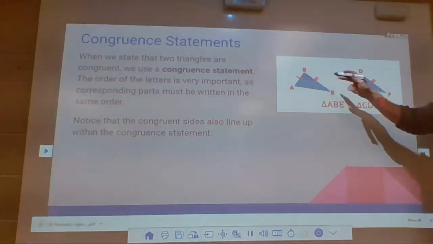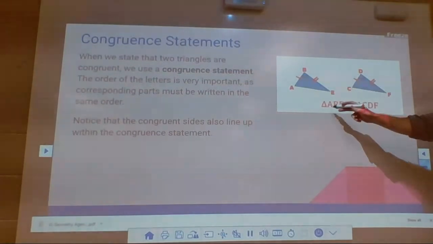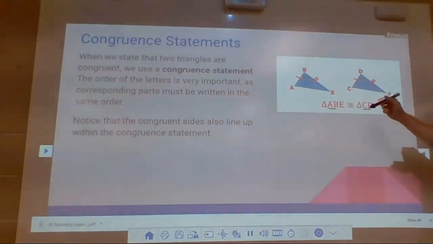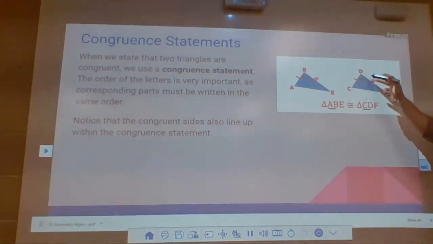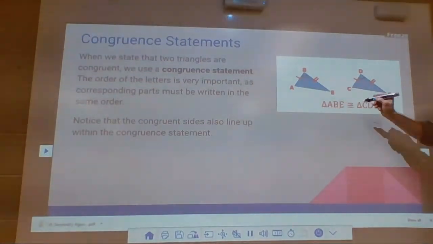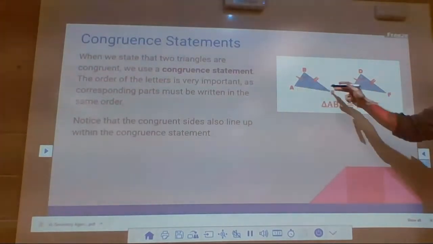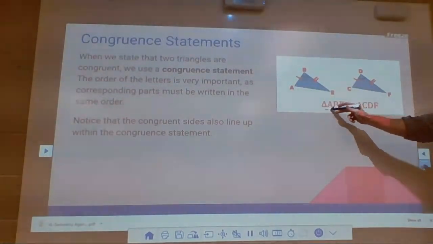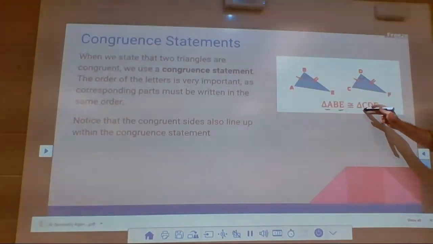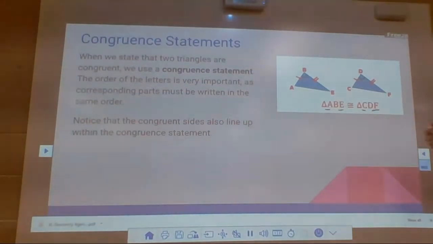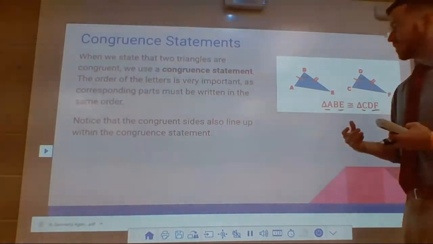Also side AB matches up with side CD, so AB and CD. Side BE matches up with DF, so BE and DF, and then side AE matches up with CF, so AE and CF. They're in the same spots, okay? So corresponding parts need to be written in the same order.